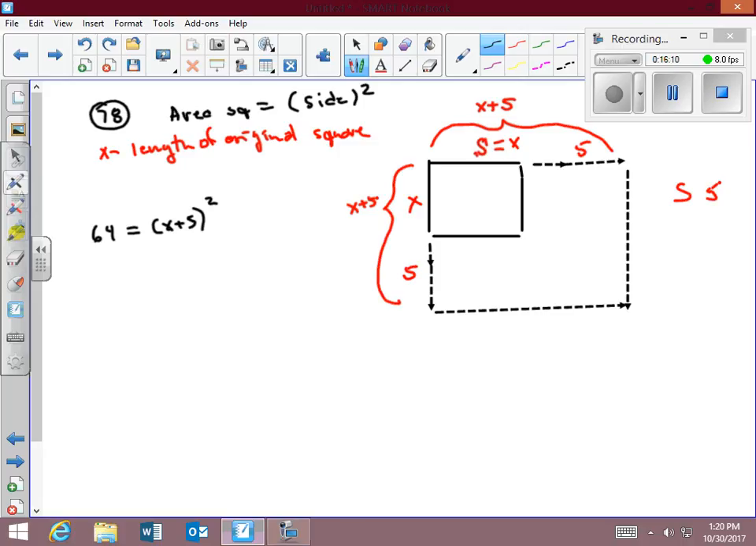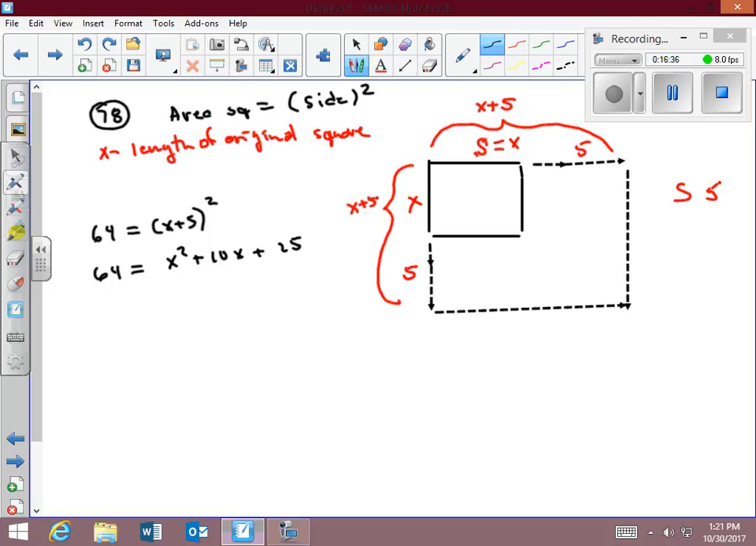Now what we want to do is expand it. We're going to learn that there's an easier way to do this in a little bit. Not now. We're going to have to expand the right-hand side. So that's 64 equals, when we expand the binomial square, the first term squared, 2 times the product of the first times the second is 10x, second term squared is 25.